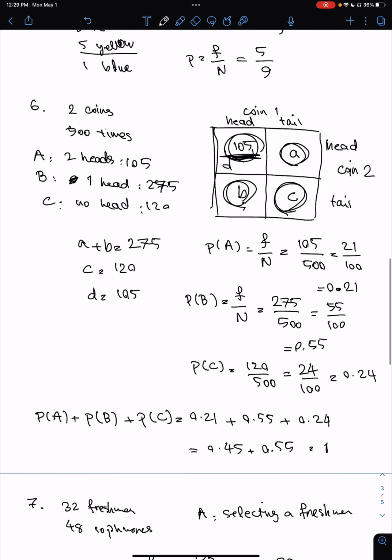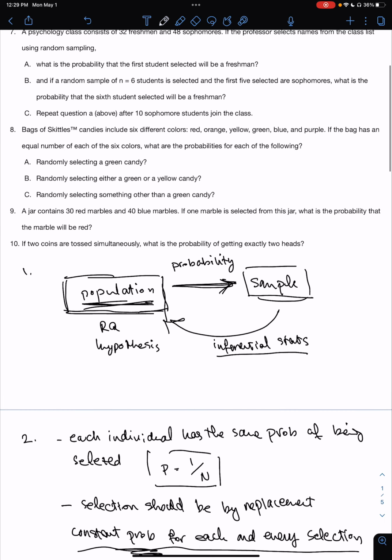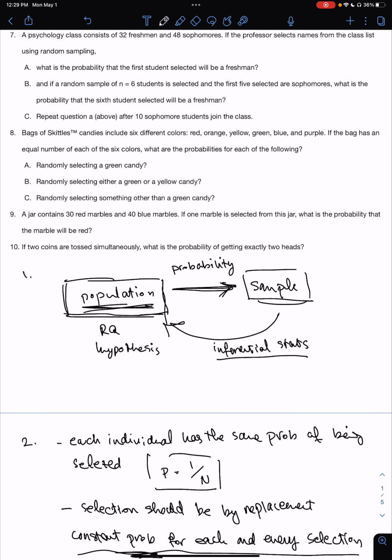Okay, so that was question 7. Question 8. Give me a second. Let me pull this up somewhere else so I don't have to scroll every time.